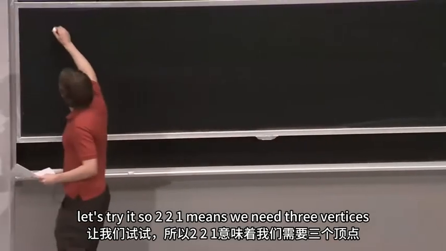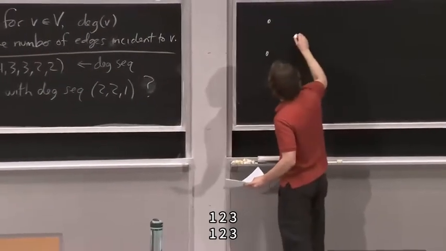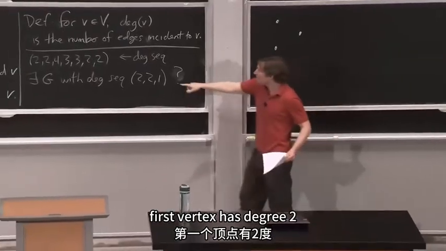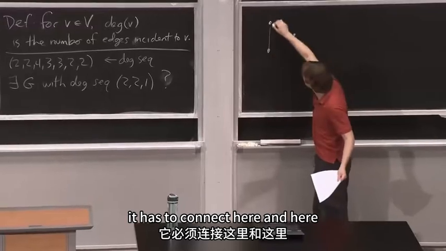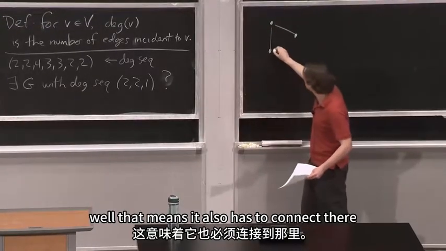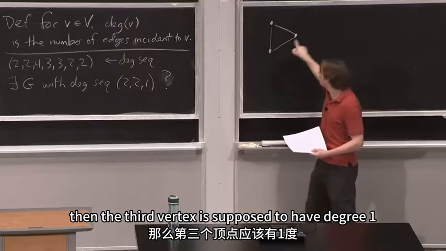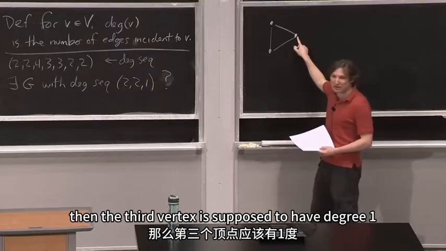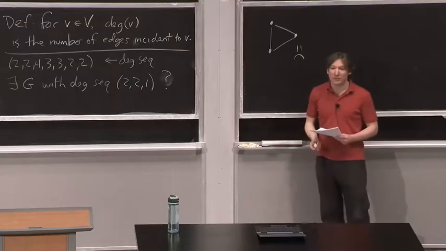Let's try it. So 2, 2, 1 means we need 3 vertices. 1, 2, 3. First vertex has degree 2. Well, there's really only one way to do that. It has to connect here and here. The next vertex also has to have degree 2. Well, that means it also has to connect there. Only way for it to get a second edge. Then the third vertex is supposed to have degree 1, which it doesn't. So we're sad it didn't work.